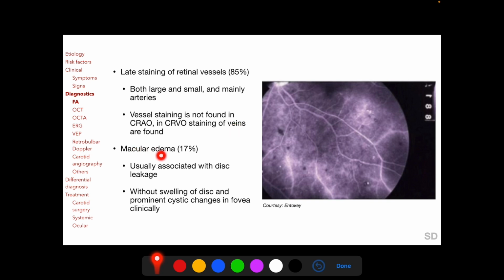Macular leakage on fluorescent angiography can be found in some eyes with OIS, and this is usually associated with leakage from the disc also. But macular leakage and disc leakage on FA in eyes with OIS is not associated with swelling of disc and prominent cystic changes in the fovea clinically.